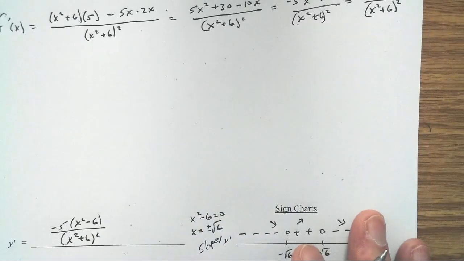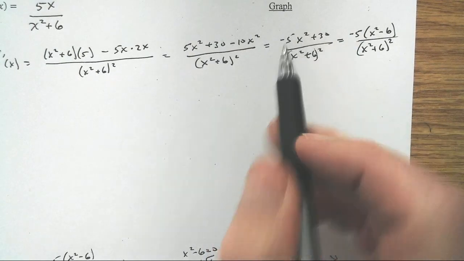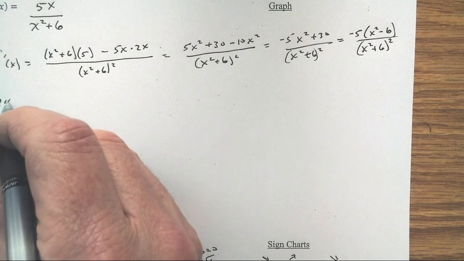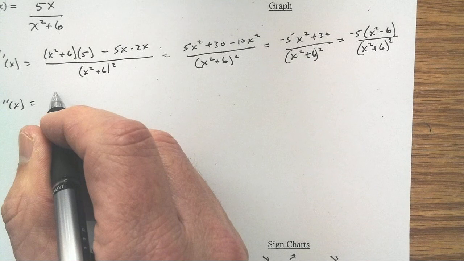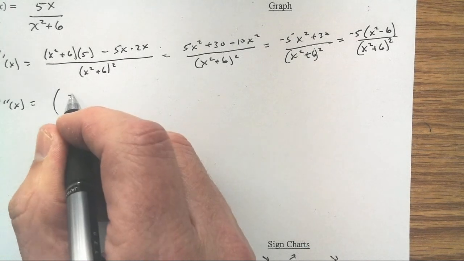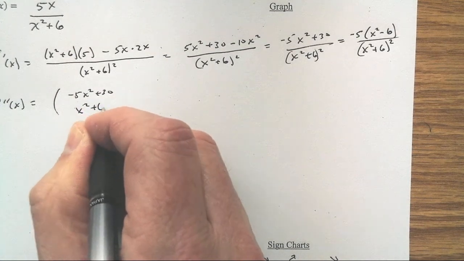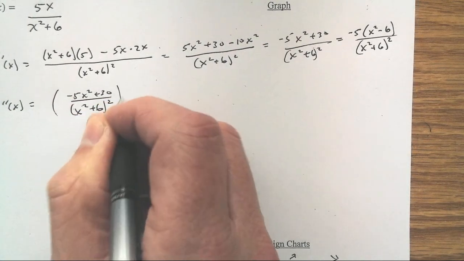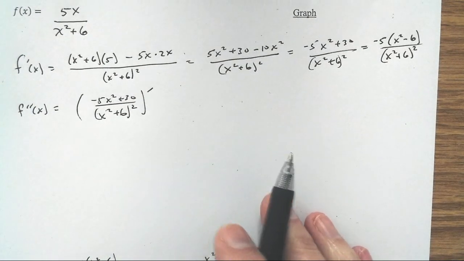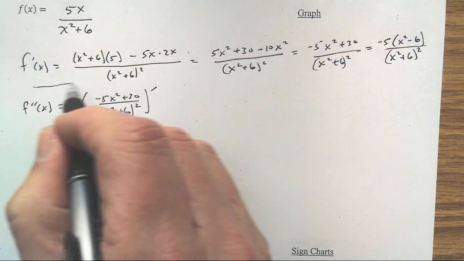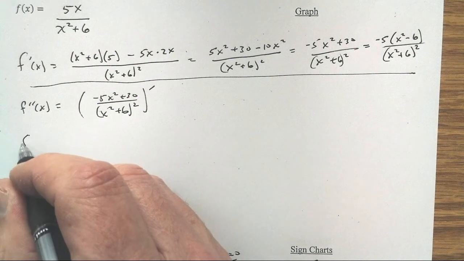Second derivative, I'm going to use this. You can actually do it with this, but I'm going to use this one. So f double prime of x equals the derivative of negative 5x squared plus 30 on x squared plus 6 quantity squared. So just a repeat of there, and I'm starting with that derivative work right here. I think I'll draw a line here and just start working vertically.